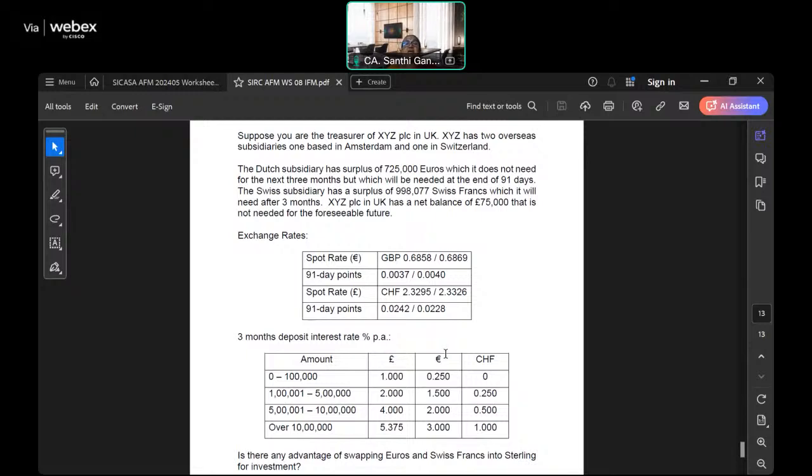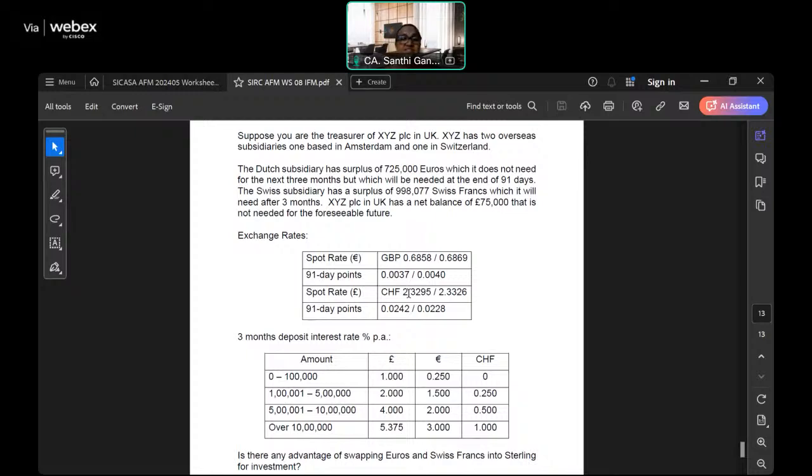958,077. It will need after 3 months. Again, in UK, they have 75,000 pounds. That is not needed for the foreseeable future. So 3 centers, you have 3 different amounts, all of which are not required for 3 months. The exchange rate. Spot rate, 91 day, again points are given.